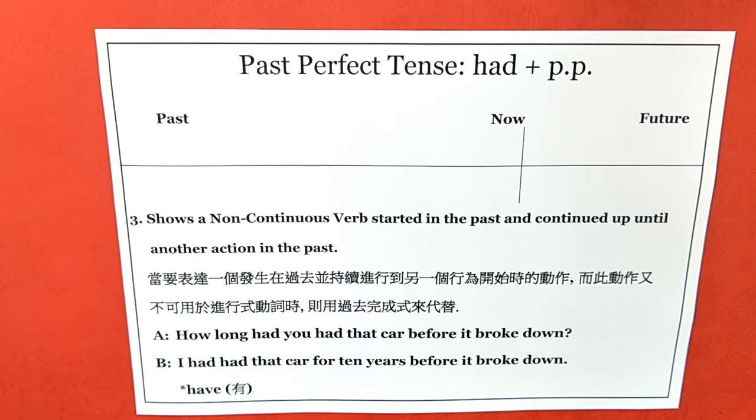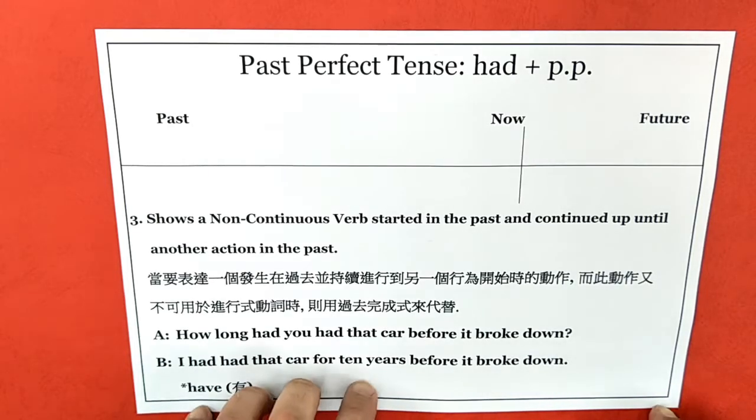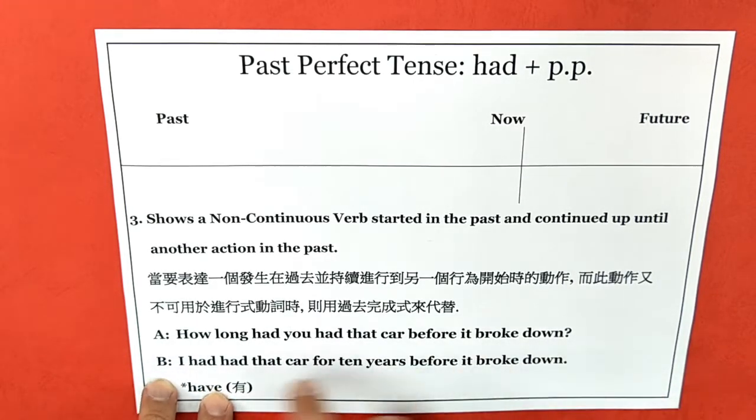We say I love you. These are examples of non-continuous verbs. You cannot have a progressive verb on that verb. You can't have the ing on that verb. All right. So again, we have a non-continuous verb started in the past and continued up until another action in the past. All right. So let's look at this sentence.